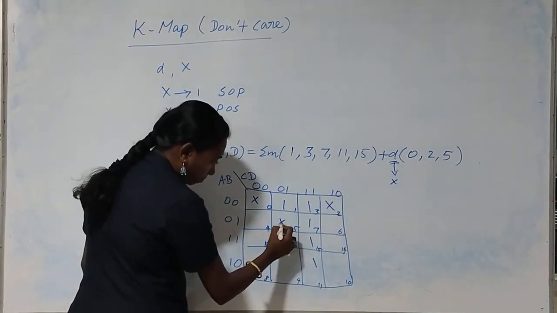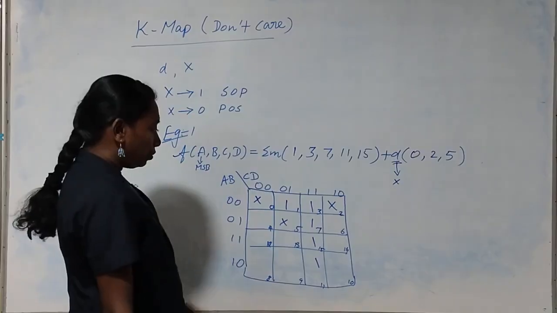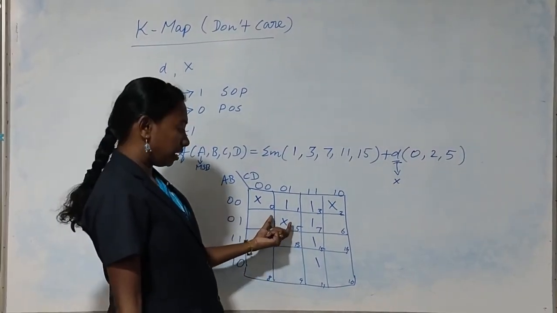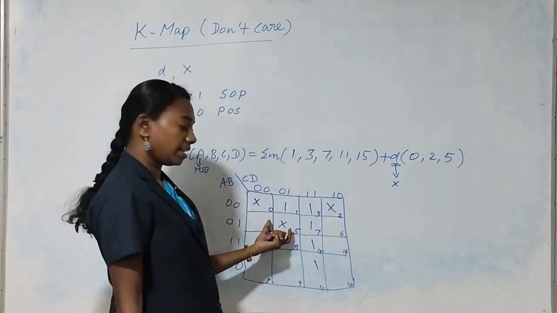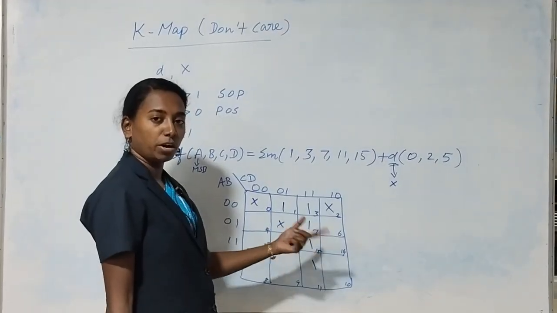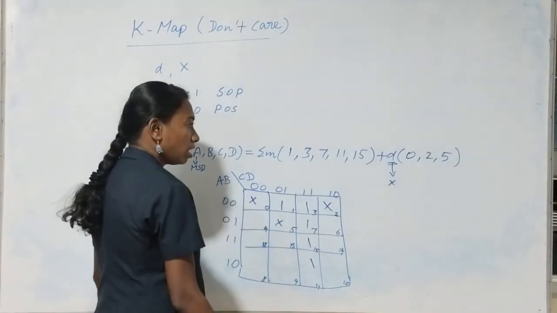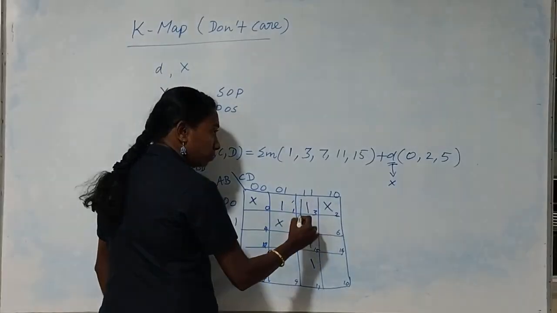You can consider this X as 1 when it is for sum of products, and this X should be 0 for product of sums. Okay. I am going to group this.